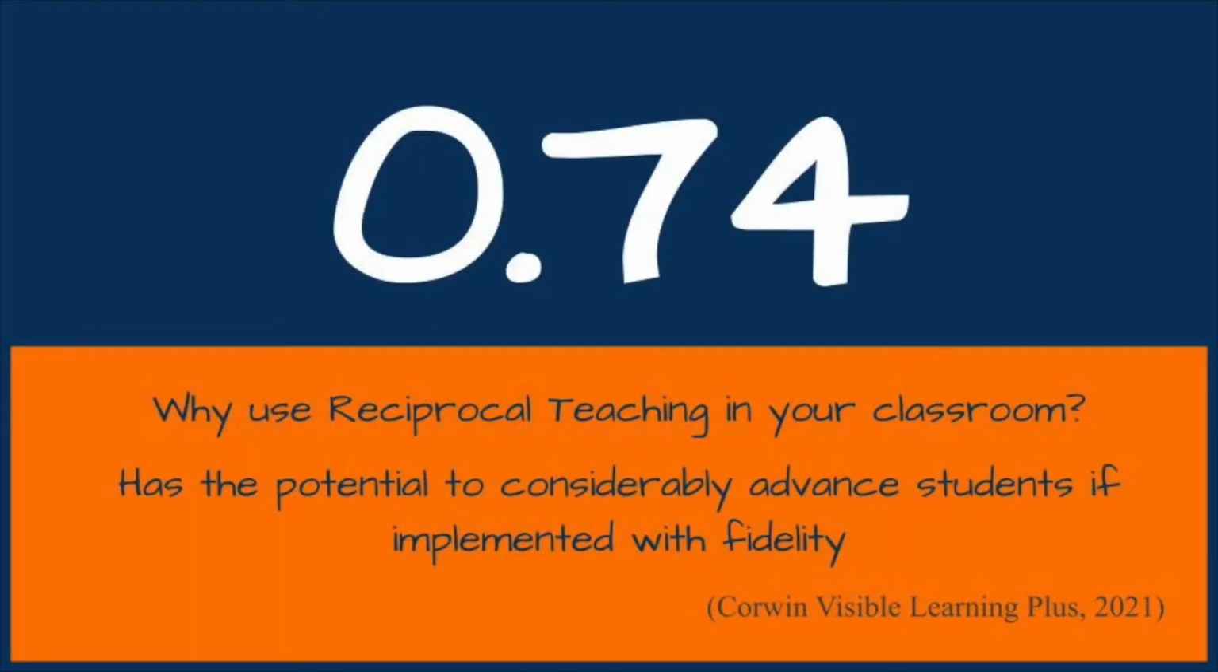Now that we know what effect size is, we can take a look at the 0.74 effect size for reciprocal teaching with a better understanding. Reciprocal teaching is a highly effective strategy that nearly produces 2 years' worth of growth. It is a substantial strategy that people should consider when trying to teach reading comprehension in their classroom.